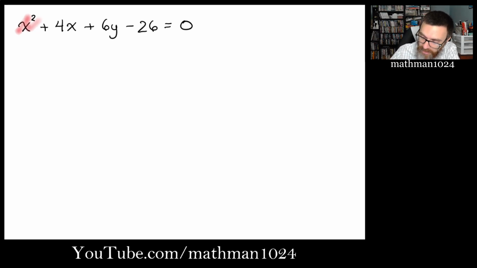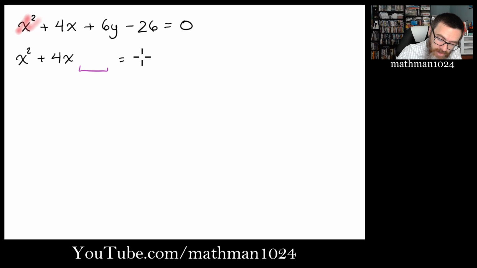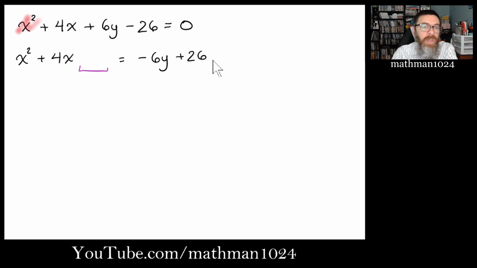Identifying which one is your square is good because that's the piece that we're going to complete the square for. So if you remember completing the square, you need to move away any piece that is not connected to what you're working with. So we want to take the x's, so x squared plus 4x. We're going to leave some space, and we're going to move the other terms to the other side. So minus 6y plus 26.